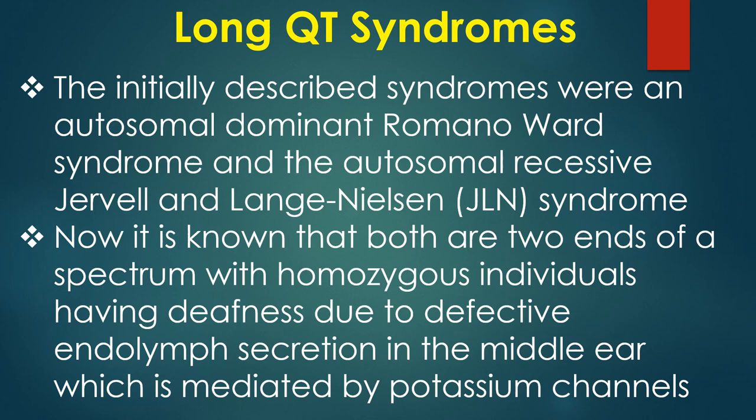The initially described syndromes were the autosomal dominant Romano-Ward syndrome and the autosomal recessive Jervell and Lange-Nielsen syndrome. Now it is known that both are two ends of a spectrum, with homozygous individuals having deafness due to defective endolymph secretion in the inner ear, which is mediated by potassium channels.